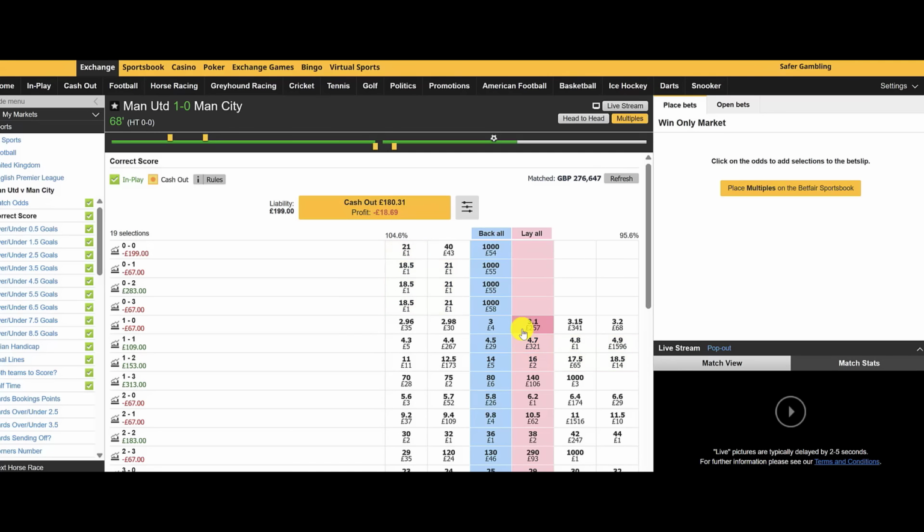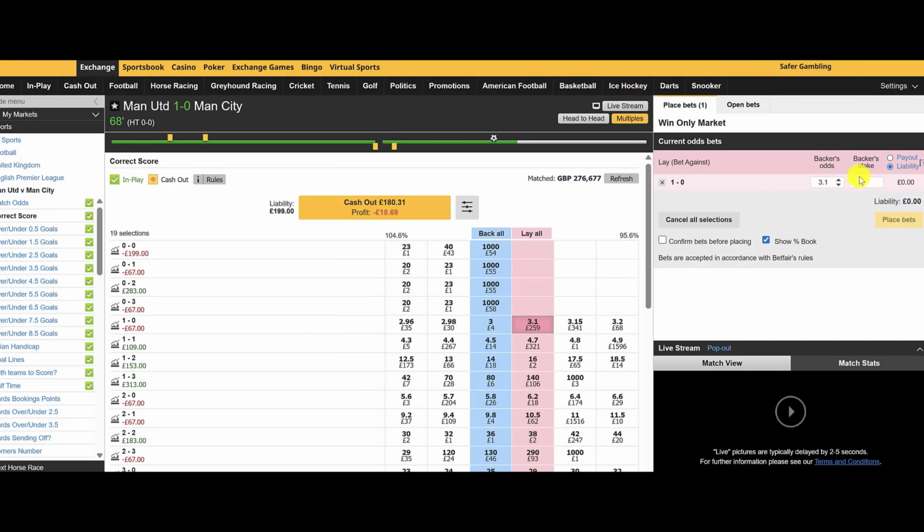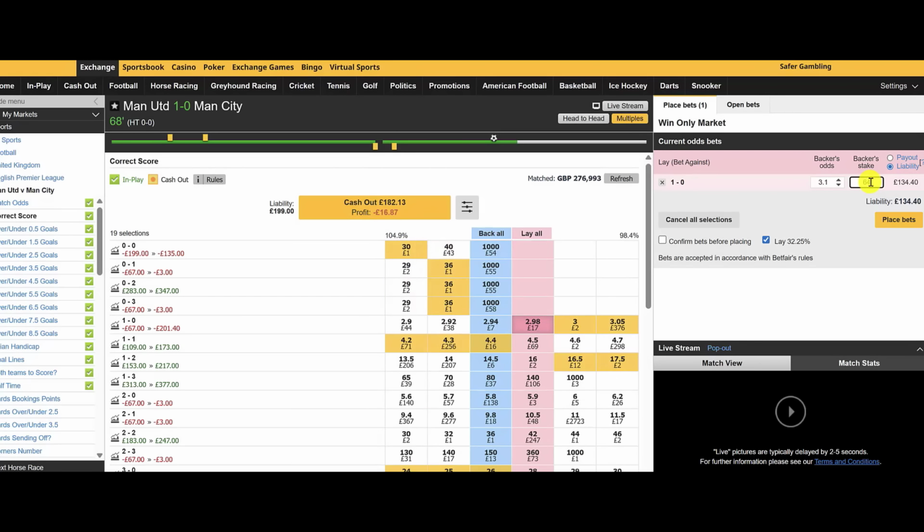And look, with the underdog winning, this is definitely one of those times where we can be aggressive and then we can go in again, okay? Full liability on this 0-1 score. So let me just adjust it. We don't want to get our liability higher than 200.